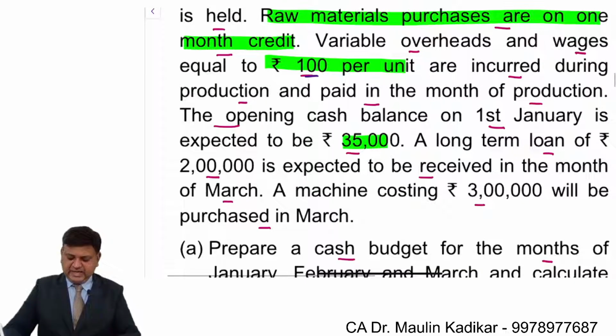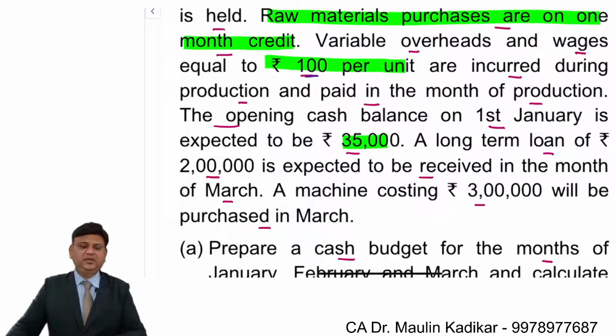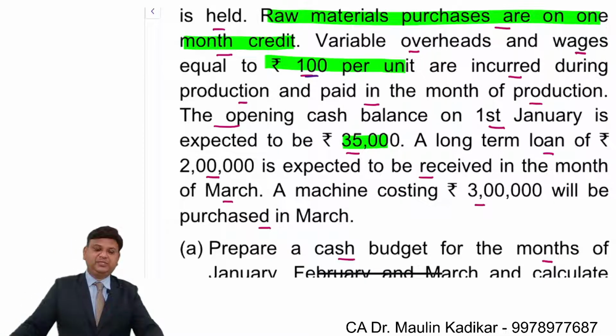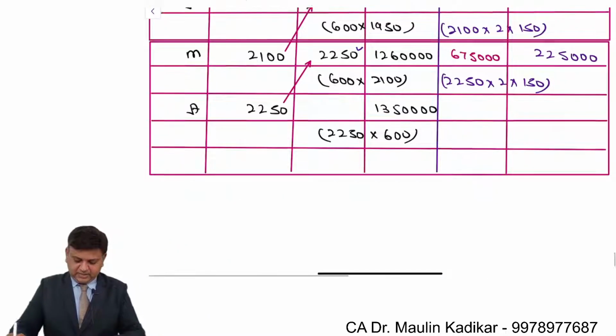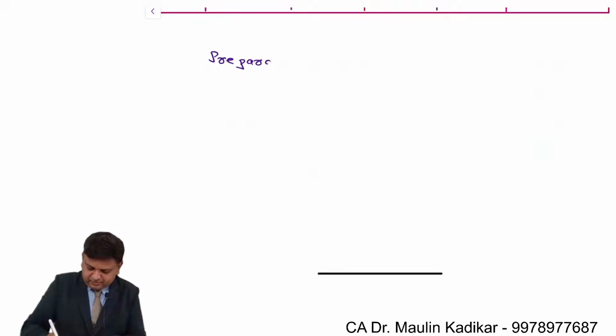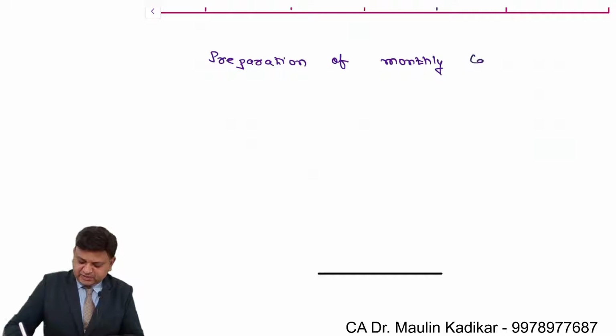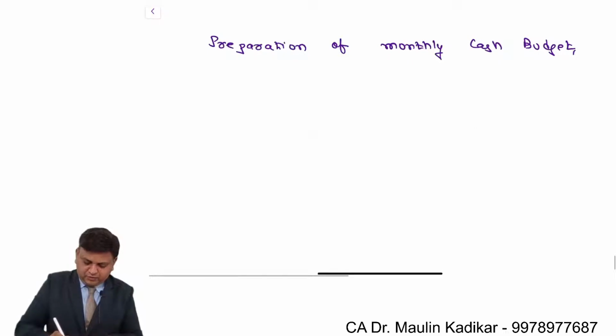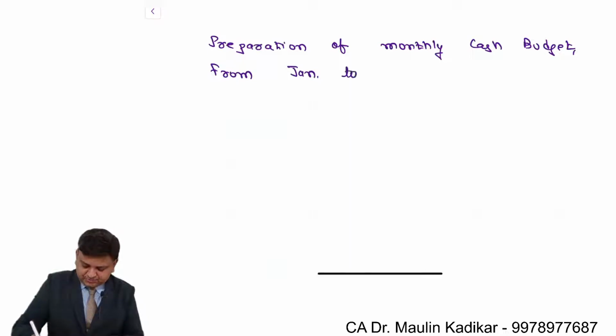Opening balance is given and certain miscellaneous adjustments have been given in terms of the loan and purchase of machinery. With that, we will be able to prepare the simple cash budget. So let us start with the answer. Heading, write down: preparation of monthly cash budget, from January to March.